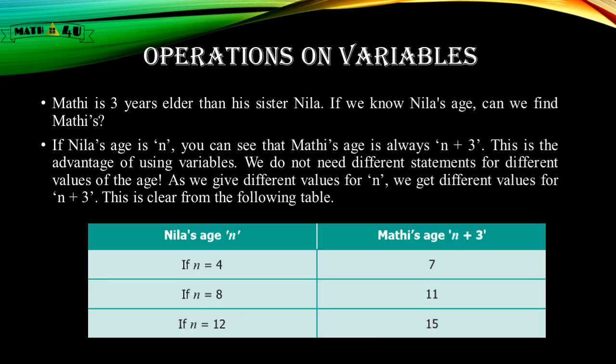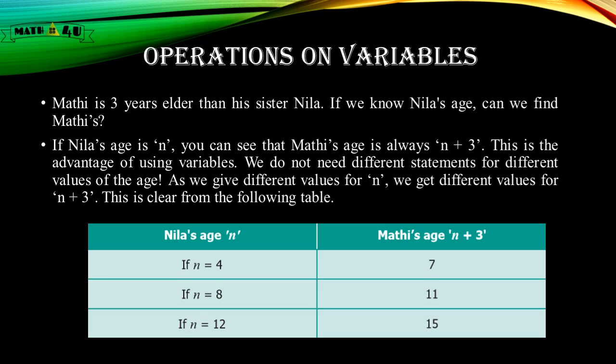Operations on variables. Madhi is 3 years elder than his sister Nila. If we know Nila's age, can we find Madhi's? If Nila's age is n, you can see that Madhi's age is always n plus 3. This is the advantage of using variables. We do not need different statements for different values of the age. As we give different values for n, we get different values for n plus 3. This is clear from the following table.